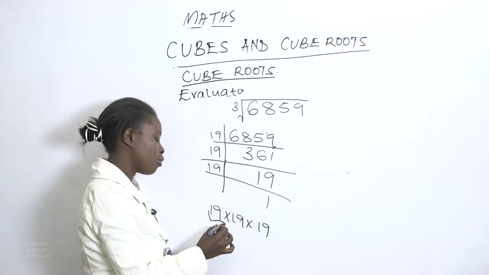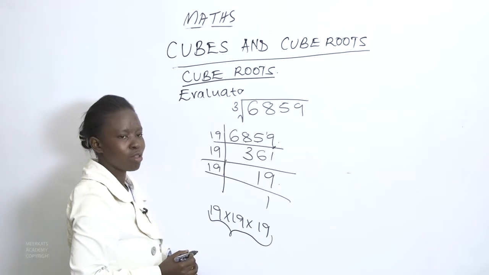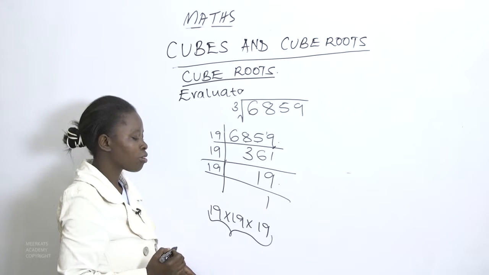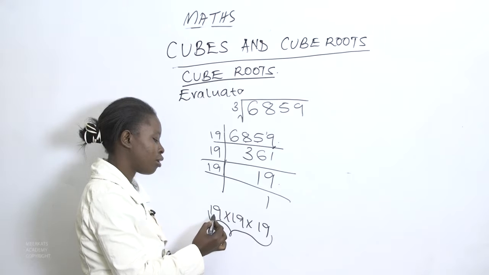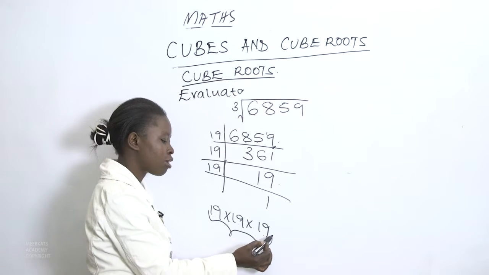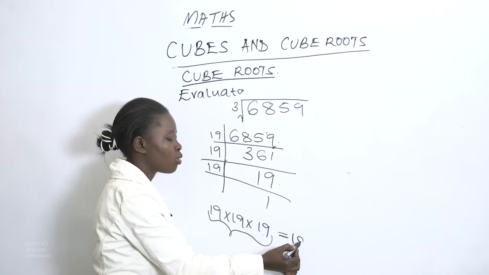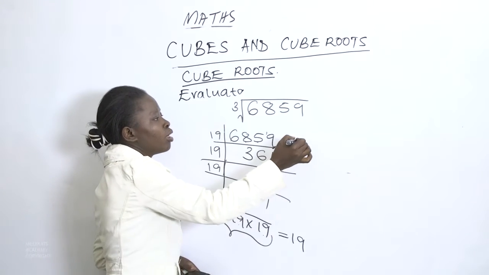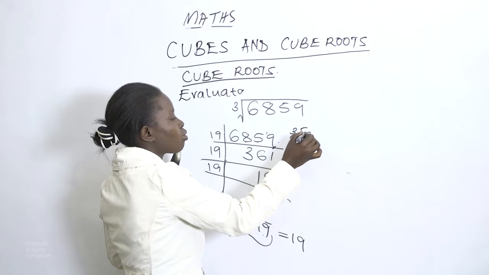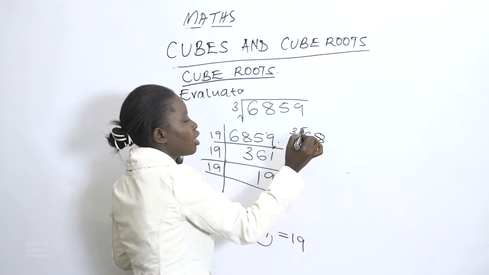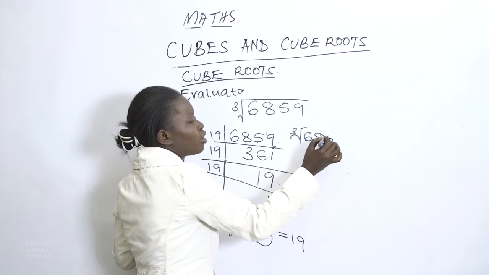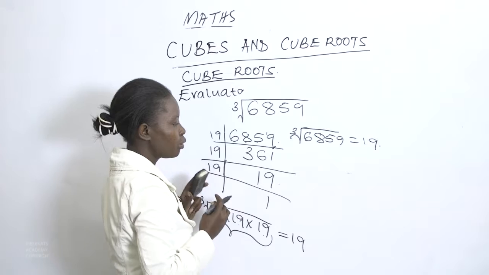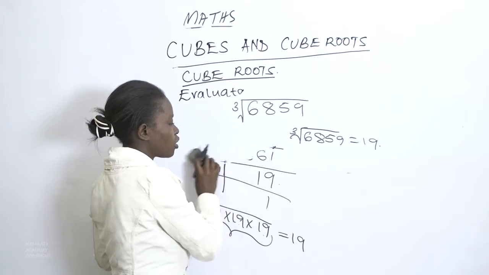I'm looking for the cube root. We said that a cube root is that number that is multiplying itself repeatedly thrice. So the number that is multiplying itself repeatedly thrice in this case is 19. So the cube root of 6,859 is 19.